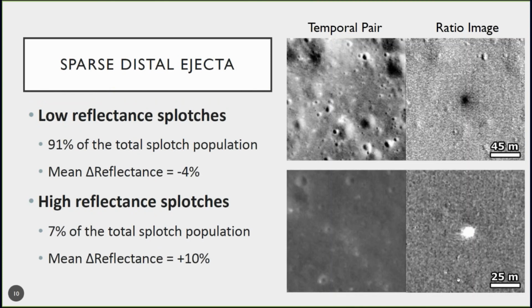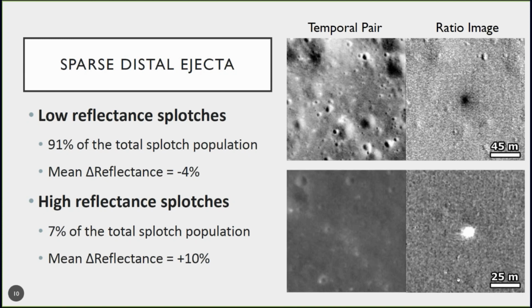The temporal pair isn't blinking right now, but you can see the ratio image. You can see that there's really no rim feature in the ratio images at all. It's just an interesting thing. But one thing to note is that many of these are low reflectance, about 90%, and they change the reflectance ever so slightly, only a few percent. But when we have these high reflectance splotches, which are a much smaller population, they're actually increasing the surface reflectance quite a bit, like 10%.